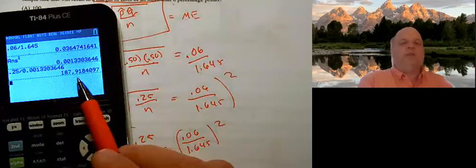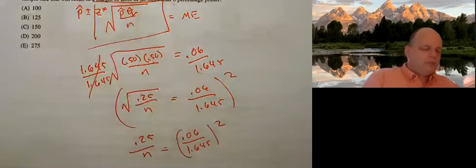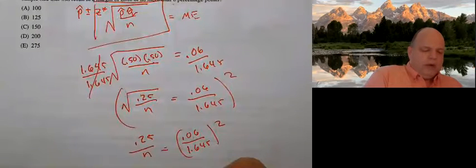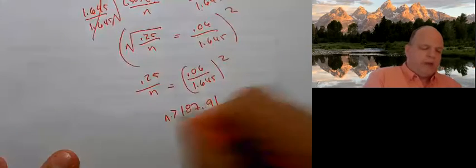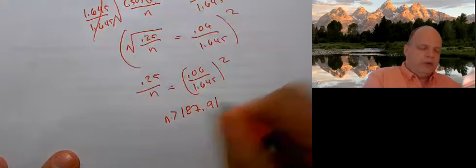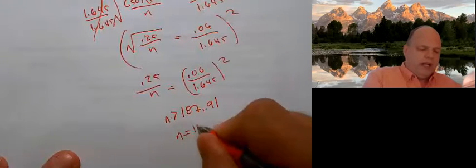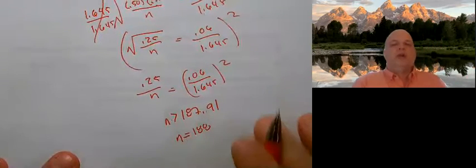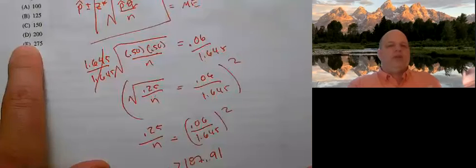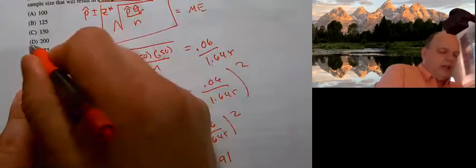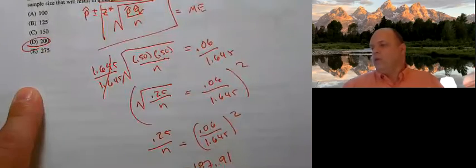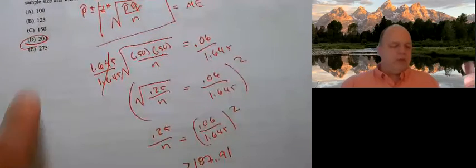And I get 187.91. So n has to be greater than that because I need it to be a whole number. In this case, n will have to be 188 or larger. So 200 is the first value that's larger than the 188 that I needed. So 13 will be D in this one.